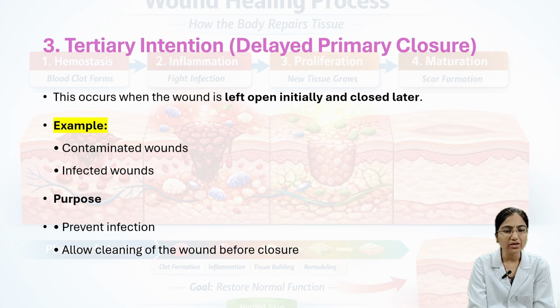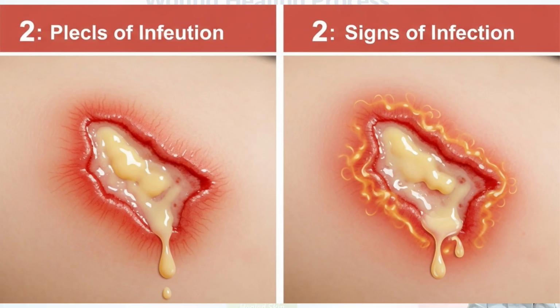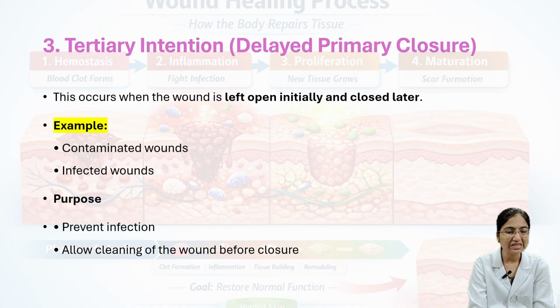Next, we'll see tertiary intention. This occurs when the wound is left open initially and closed later. For example, you can see here contaminated wounds such as in rabies and all, and then infected wounds. Purpose is to prevent infection and then allow cleaning of the wound before closure.